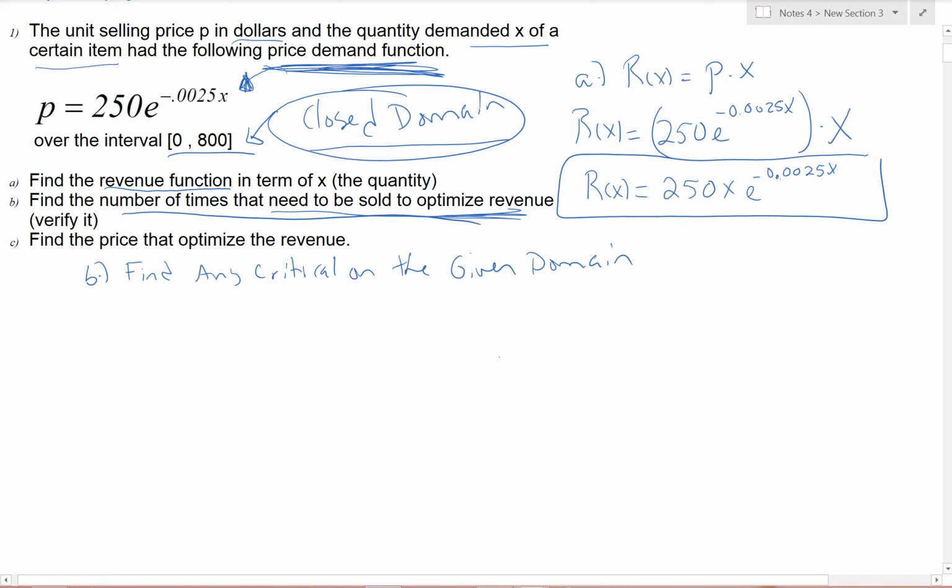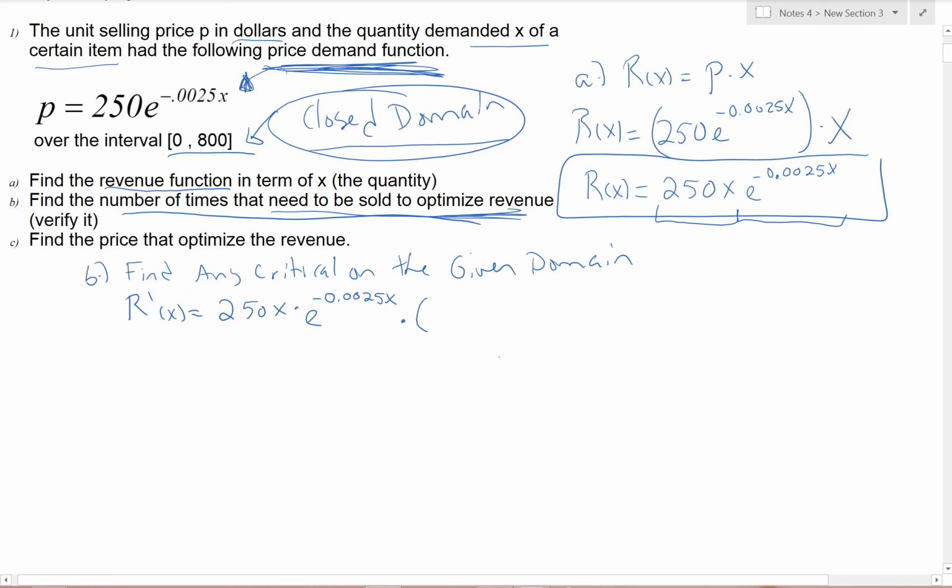Derivative first. I am going to have to use two rules. I've got 250x times that e term, so 250x is a function times the e function. That's the product rule. And on the e, since it's something other than x up there, I will have to use the chain rule. Product rule first: 250x, the first function, times the derivative of the second. The derivative of e is itself, so we write down the exact same expression, e raised to the negative 0.0025x.